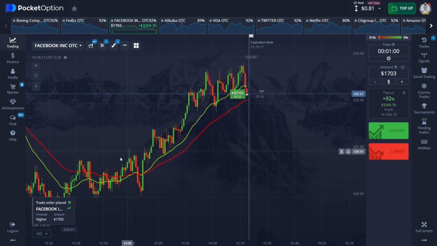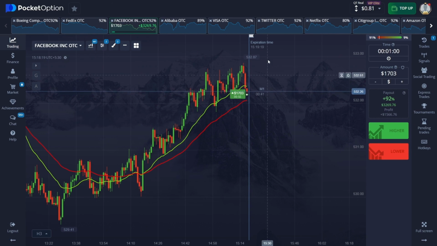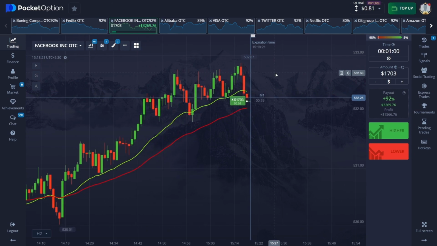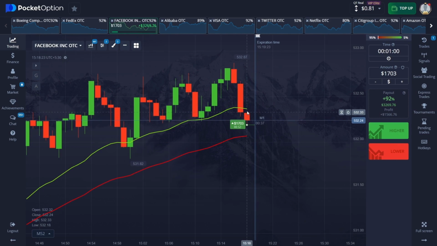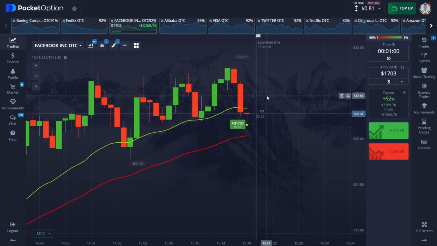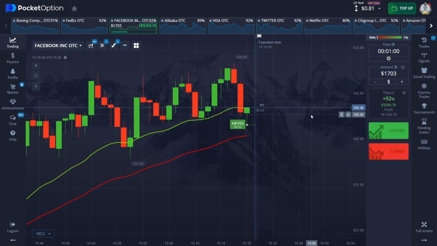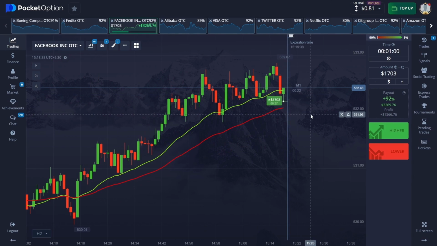I placed a trade for an upward move on Facebook OTC because there is a solid uptrend and the candle broke the moving average. The next candle provided a good entry, so I placed a $1,703 trade for an upside move. The trade is currently in our favor. The candle was reversing when I took the trade. We still have 35 seconds left.